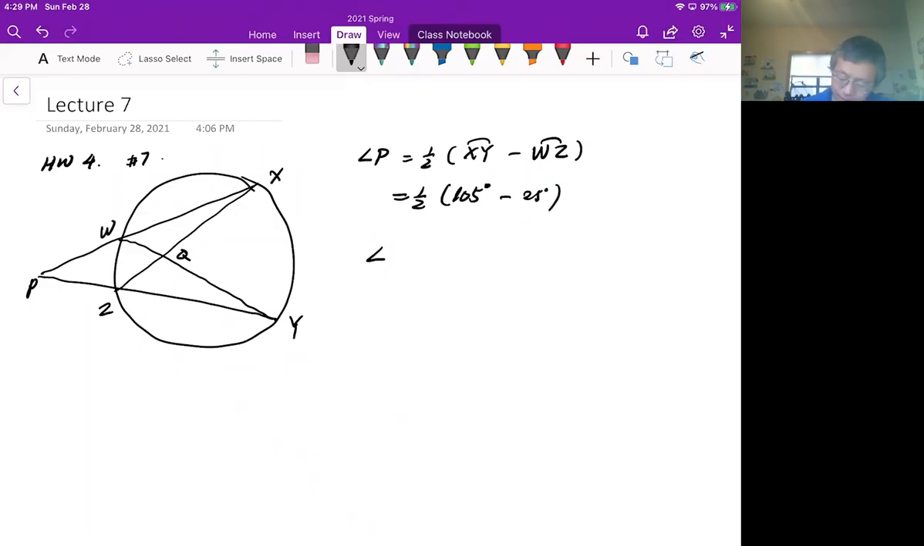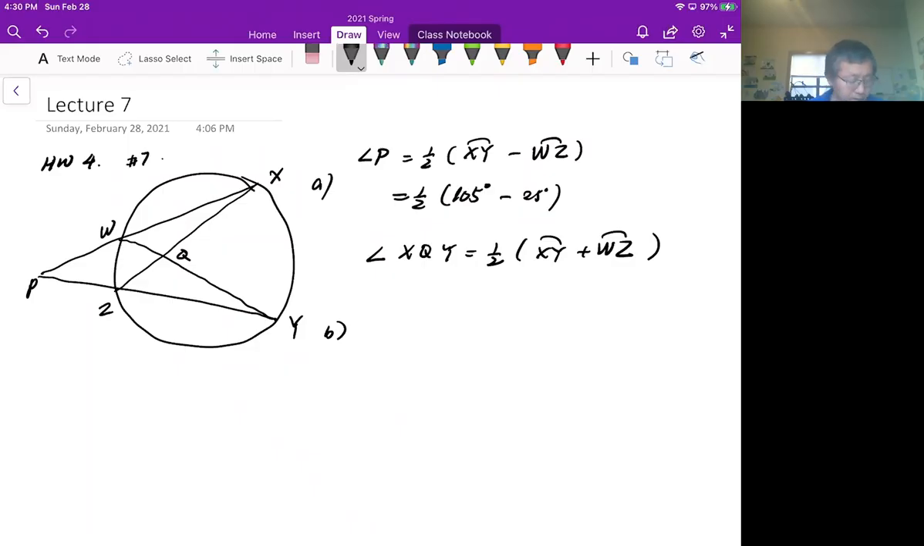The other one, the angle XQY, is done in a similar way. That's just XY and then plus WZ, and then you do the same thing. So that's for part A. How about part B?